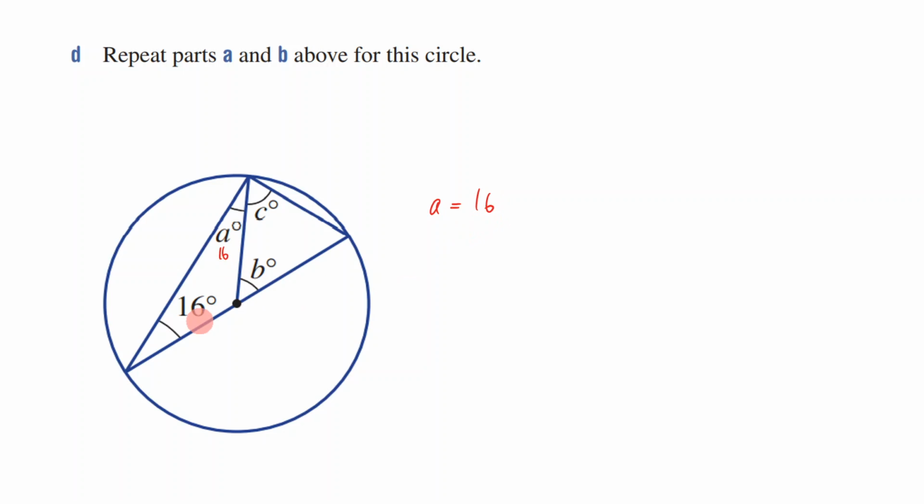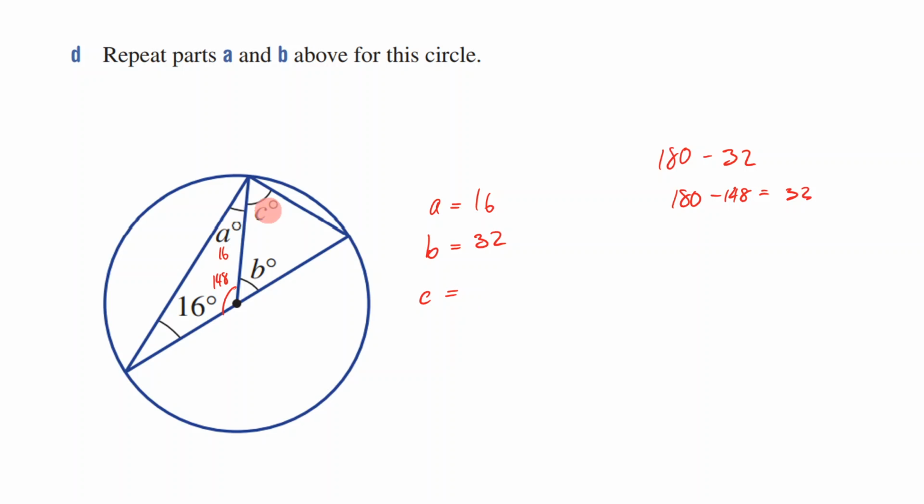16 plus 16 is 32, which means that this right here is going to be 180 minus 32, which is 148. And then B is going to be equal to, well, again, we could go 180 minus 148, and that's 32. Or we could have just gone 16 plus 16 is B, which is 32. Then we get to C.